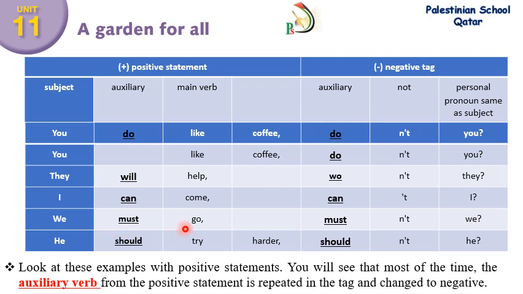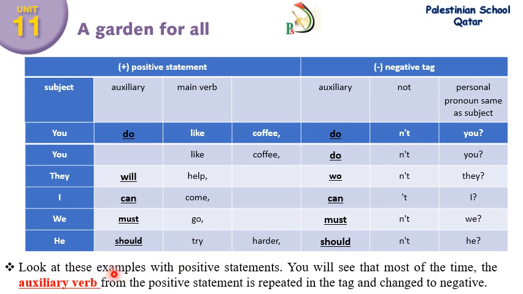We must go, mustn't we? Must, must. Not, because negative tag. We, personal pronoun same as subject. We comes we in the negative tag. He should try harder, shouldn't he? He here becomes he. Here personal pronoun same as subject. Not, negative tag, and should.